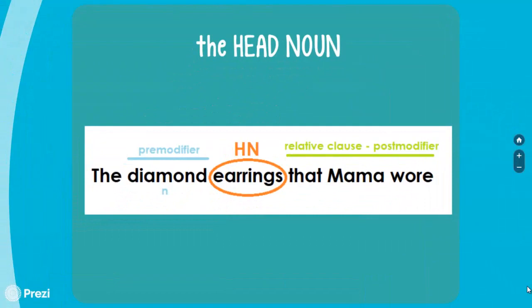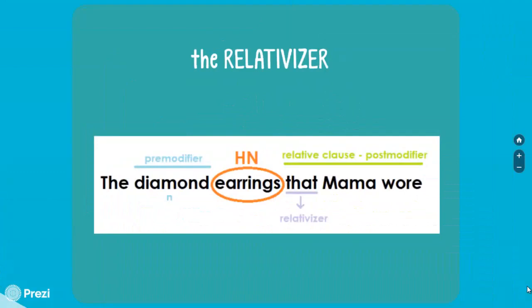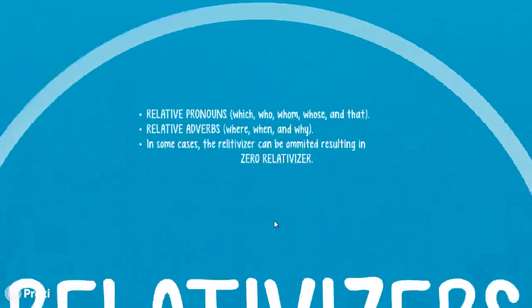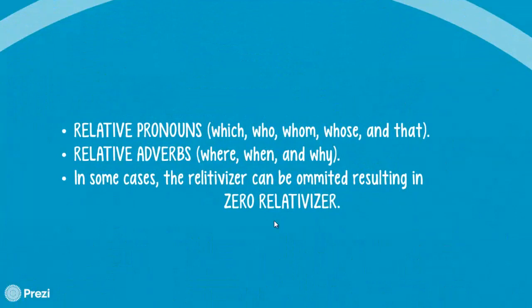Continuing, we can find the relativizer. The relativizer is the subordinator which is used to introduce the relative clause. Please note that in this case, the relative clause begins with the subordinator that. Well, in standard English, we can distinguish the following relativizers. Among them, we may find relative pronouns like which, who, whom, whose, and that, relative adverbs where, when, and why, and in some cases the relativizer can be omitted, resulting in zero relativizer.